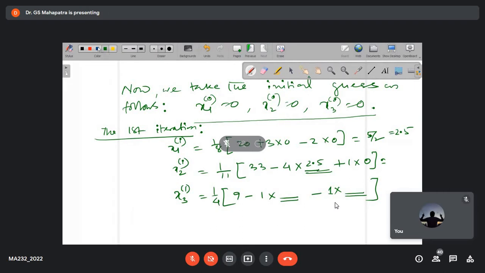Should I change the color? So answer here it is 2.5. Now what is the answer? 1 by 11, 33 minus 4 into 2.5 plus 0. So what is the outcome? 2.0909. Since it is 3 significant figures, that means 2 is the first one, 1, 2, 3, so another 2 should be there. That's good, 0909. So now here it is x1. I can write this one 2.5 and 2.0909. Fine.